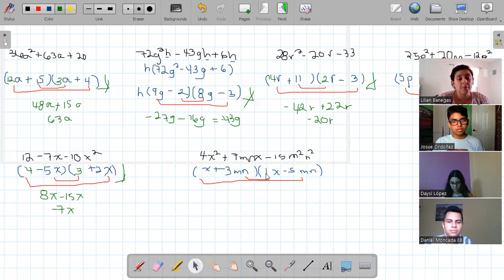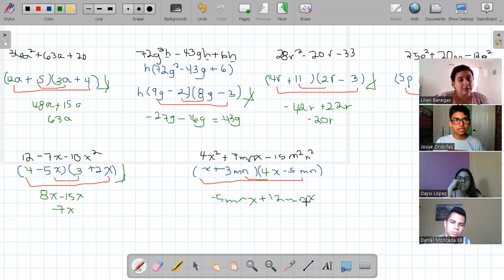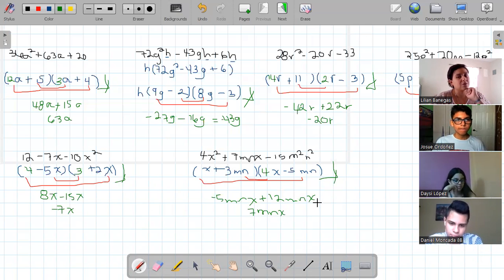Okay. Since it is a 1, I'm going to make it invisible. I'm going to make this a 4. x times negative 5mn, so negative 5mnx. 3mn times 4x, positive 12mnx. Negative 5mnx plus 12mnx is positive 7mnx. Do I have that right in the middle? Yes. And that's my answer. And I finished my exercises.